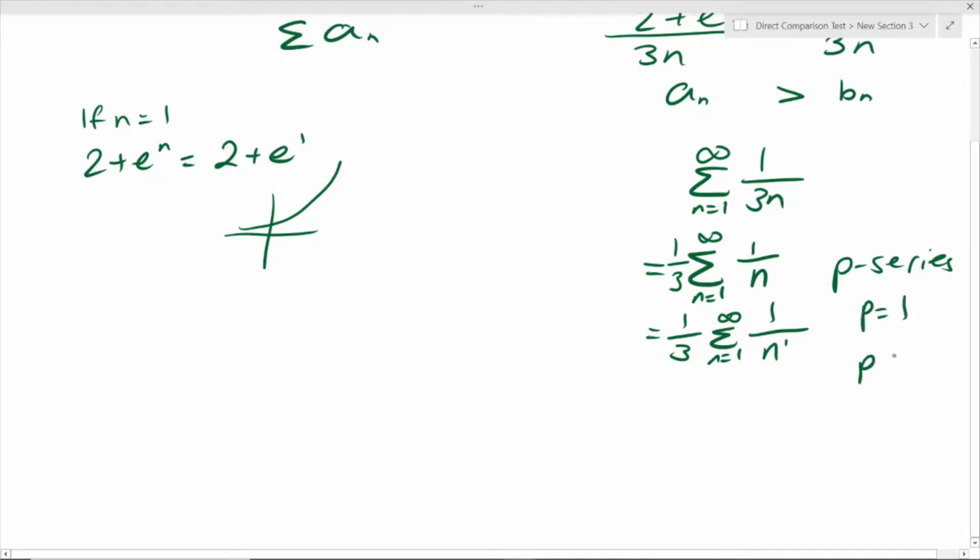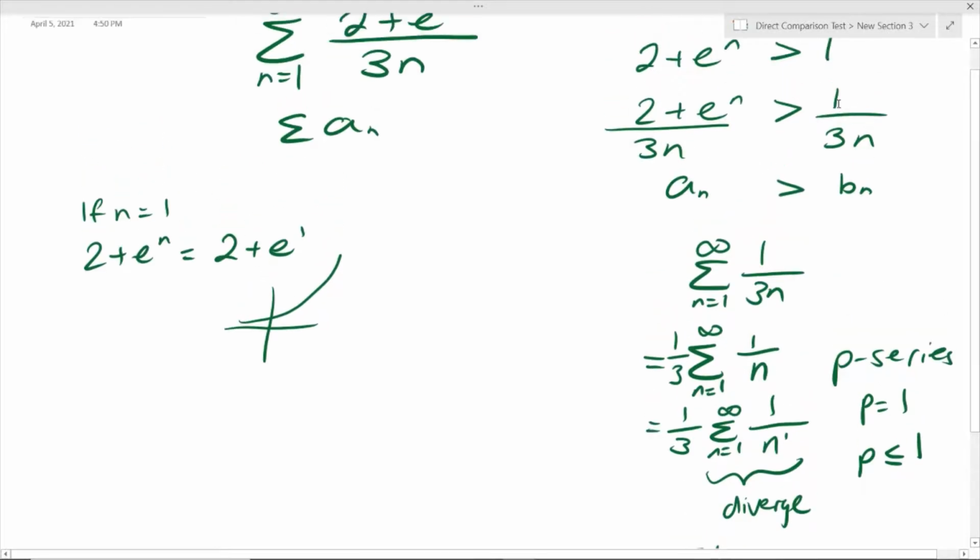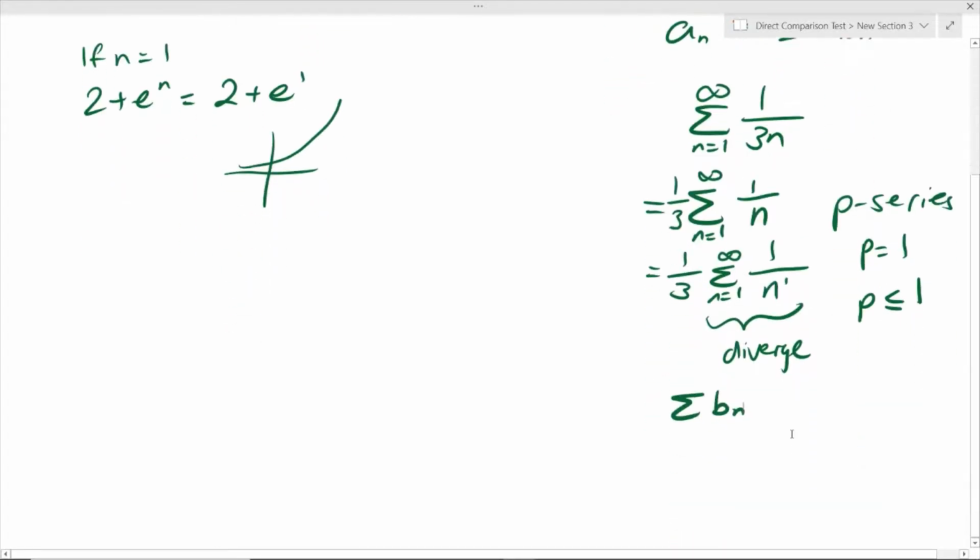And there's a rule saying that if p is less than or equal to 1 in a p series, it means that this series will diverge. And this makes the whole thing diverge, basically. This is just like a constant being multiplied to it. It's just going to make the whole thing diverge. So therefore, we can say that our bn in this case, because remember bn is represented by 1/3n, our bn in this case diverges, as this is our bn. This is our bn, so it diverges.